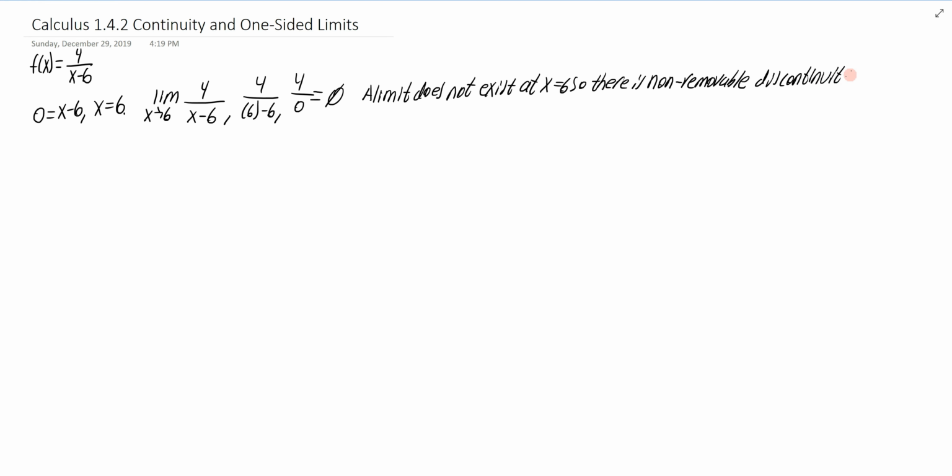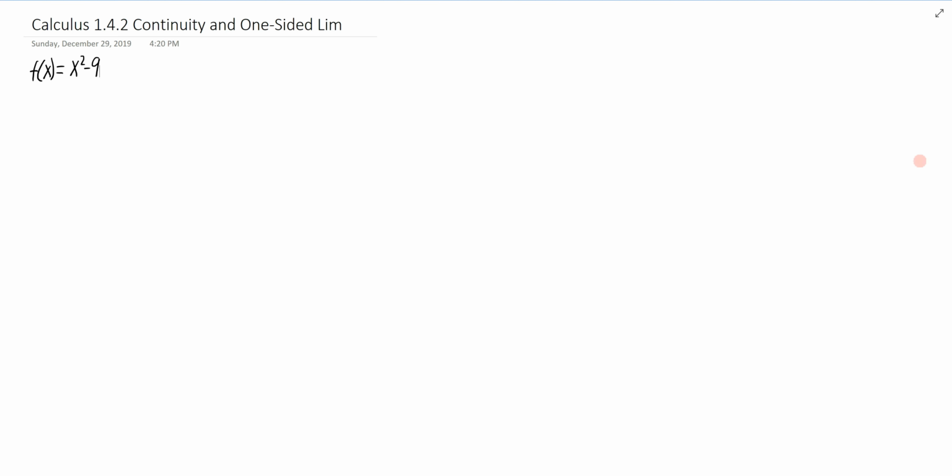Alright, so there we go. So this next question here, we're looking at f of x equals x squared minus 9. In this case, this one's pretty easy, just because of the fact that this is a parabola, and as we know from parabolas, they're going to be continuous throughout. There's no area at which they'd ever not be continuous.